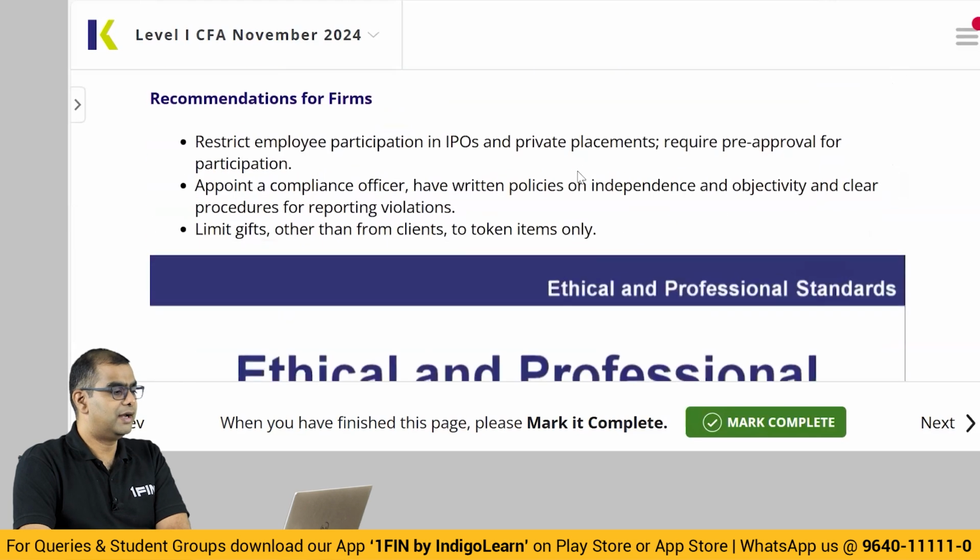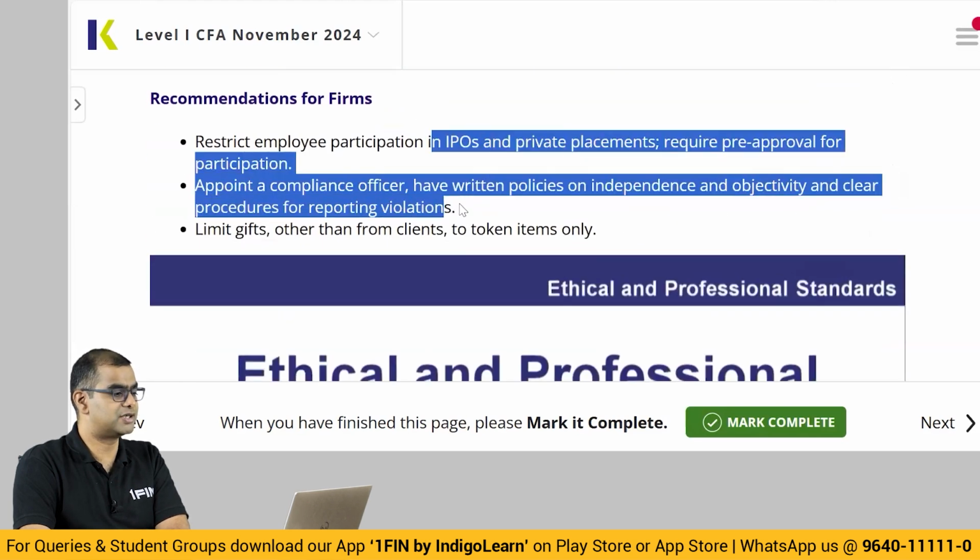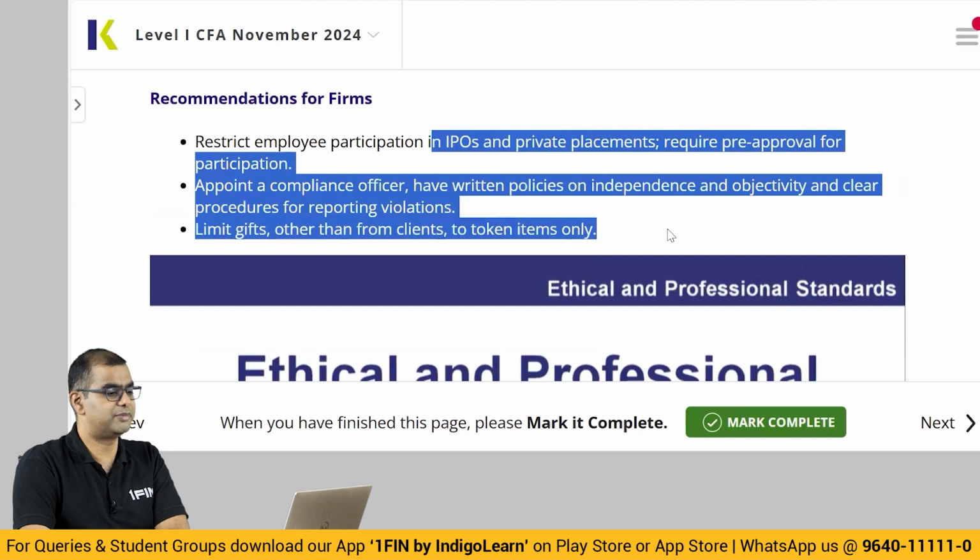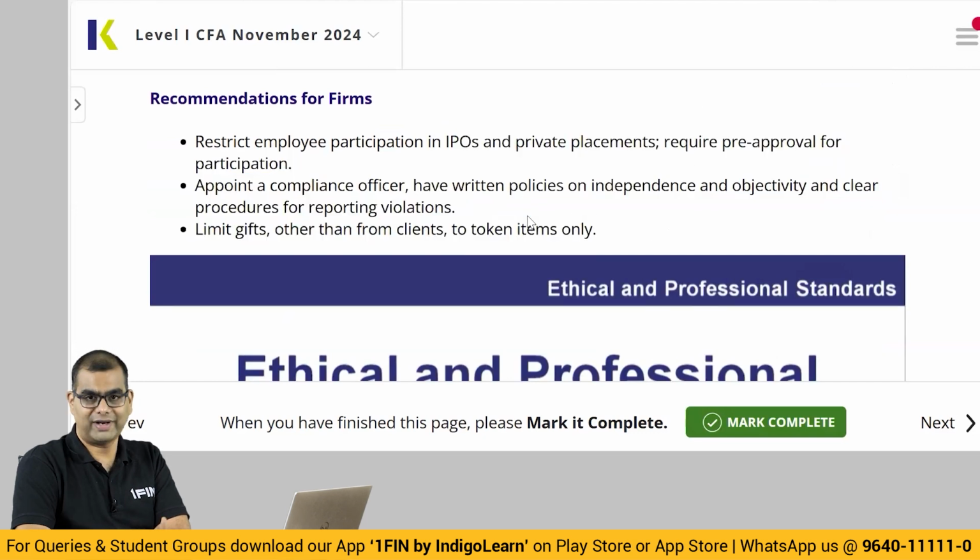Recommendations for firms: restrict employee participation in IPOs and private placements, require pre-approval for participation, appoint a compliance officer, have written policies on independence and objectivity, and limit gifts other than from clients to token items only. So when I was in equity research, I used to work for BNP, and before that I used to work for a firm called Thomas Weisel. When I was in Thomas Weisel, I was barred from investing in any IPOs. I was working for a US company covering US securities, but I was not allowed to invest in any Indian IPOs. That's how strict they were.